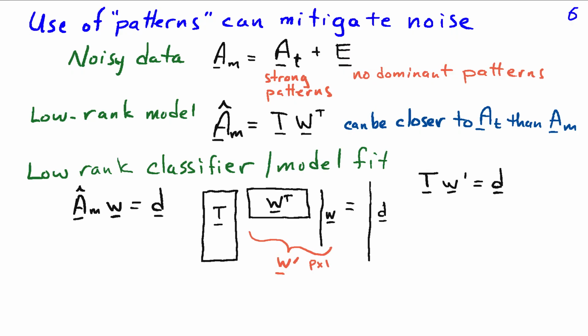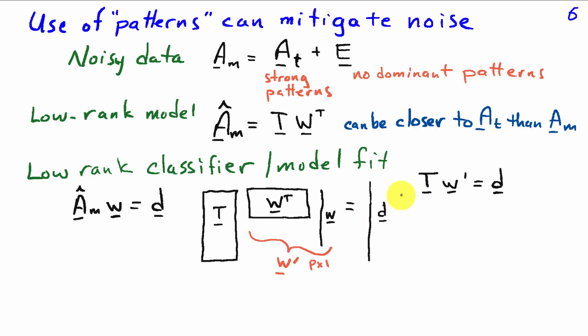So then I can set up, say, a low-rank classification problem or a low-rank modeling problem by replacing A sub m, my measured noisy data, with my low-rank model. We have the least squares problem where we're trying to solve A sub m hat times w is equal to d. Substitute A sub m hat in terms of its low-rank decomposition. We have T times capital W transpose times lowercase w is equal to d. And we still want to solve this as a least squares problem.